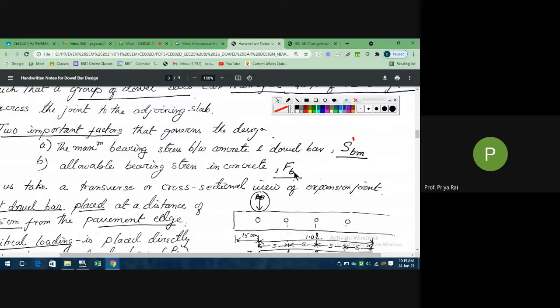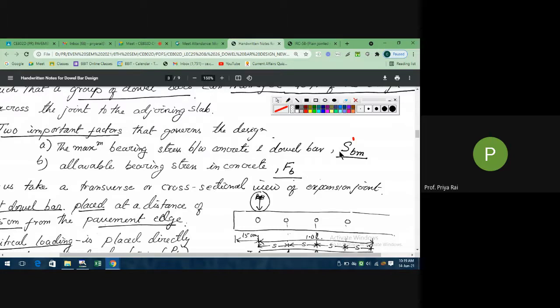Okay, same way here also, for design your FB should be greater than your SBM. This criteria has to be satisfied. Before satisfying this criteria, we need to assume some data, say for example, what should be the dia, what should be the length, what should be the spacing. We will assume these, calculate these two factors, and then compare whether this is greater or this is greater.